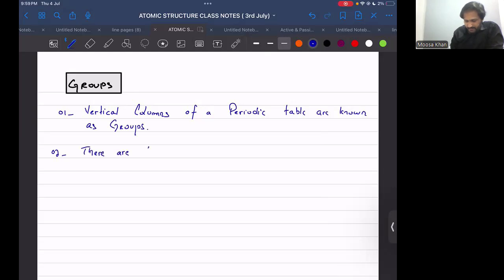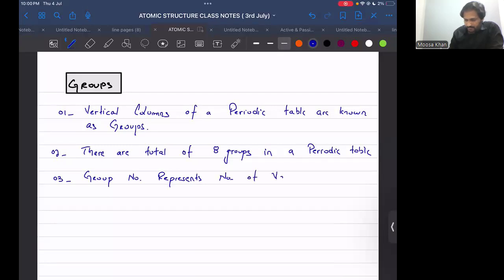There are a total of 8 groups in a periodic table, and group number represents the number of valence, or you can say outermost shell electrons.